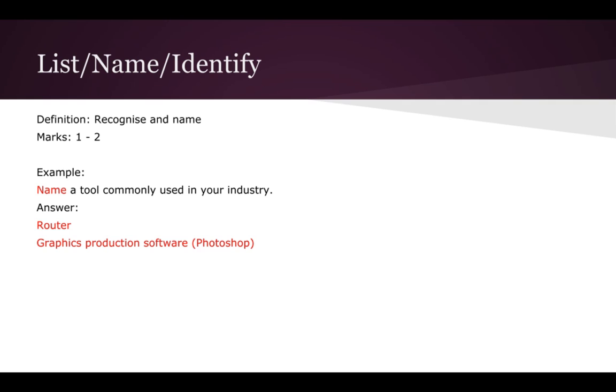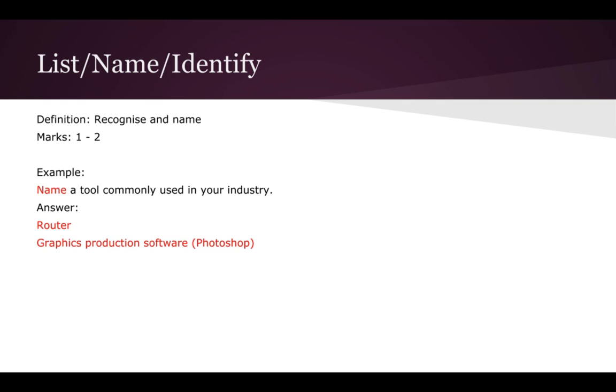So I've given you an example here of list, name, identify. Now, this one I went into the industry section because it's pretty simple. Name a tool commonly used in your industry. That's really simple. I mean, you could say hammer. You could say computer, because it's such an open question. Notice this red. What I've done is created what I call this traffic light approach.